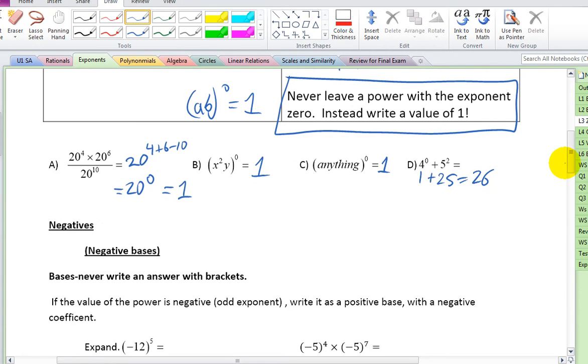Okay. Any questions? Yeah, Taylor. For D, since you're adding it, would it be 4 plus 5 and then do that? Nope. You have to BEDMAS, right? B, E, D, M, A, S. You got to do your exponents first before you add, okay? So you got to figure out their value first and then add them up.